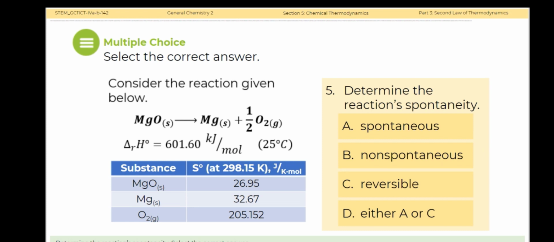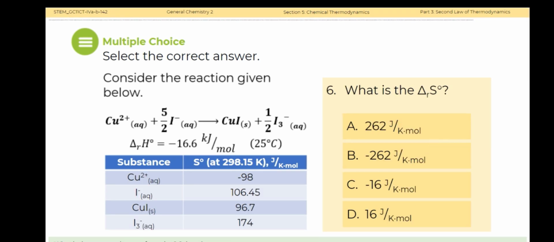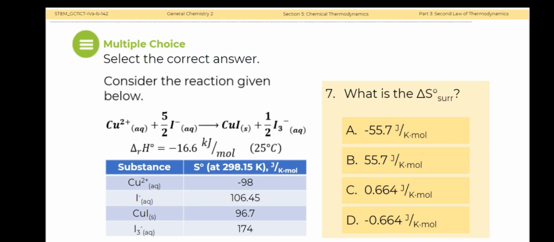Number 5. Determine the reaction's spontaneity. Select the correct answer. Number 6. What is the entropy change of reaction? Select the correct answer. Number 7. What is the entropy change of the surroundings? Select the correct answer.